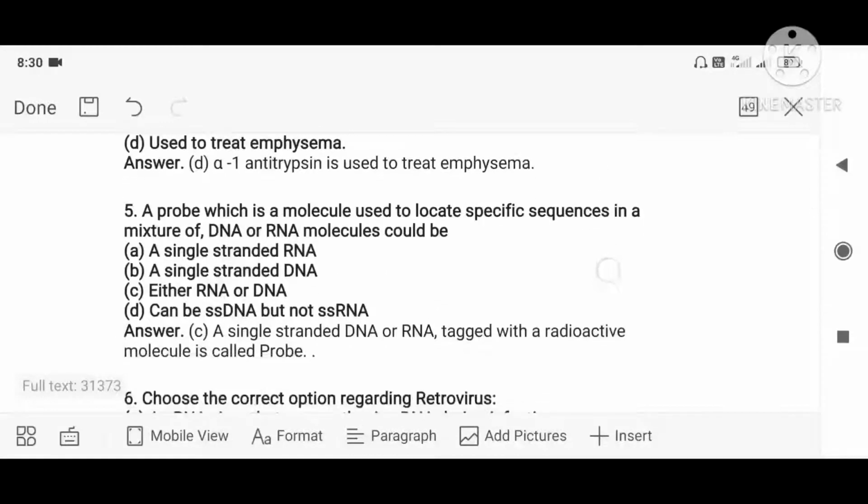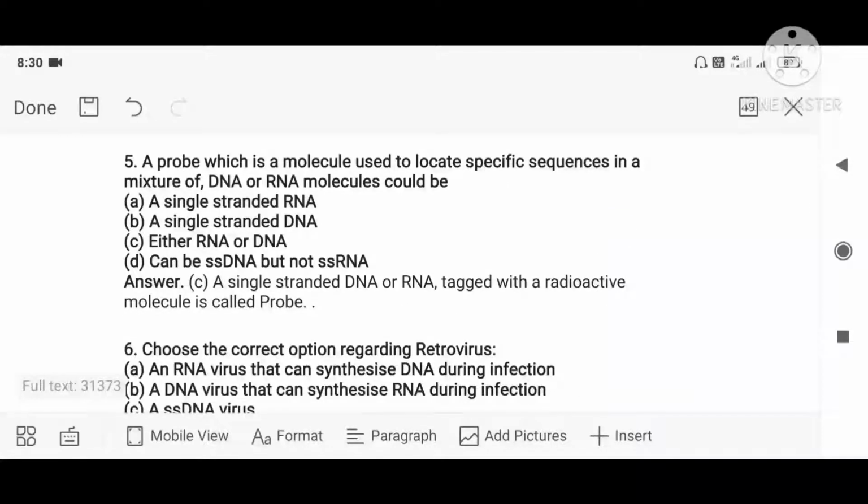A probe is a molecule, do you know what a probe is used for? Autoradiography, isn't it? It will have a single stranded DNA or a single stranded RNA with a radioactive substance, so that we can diagnose the disease or the defective gene. So, a probe, which is a molecule used to locate a specific sequence in a mixture of DNA or RNA molecules, could be C, the answer.